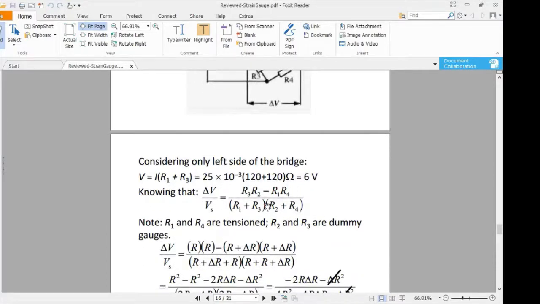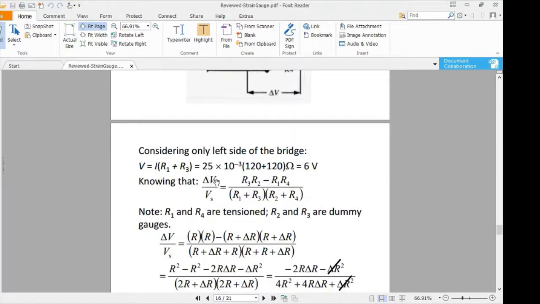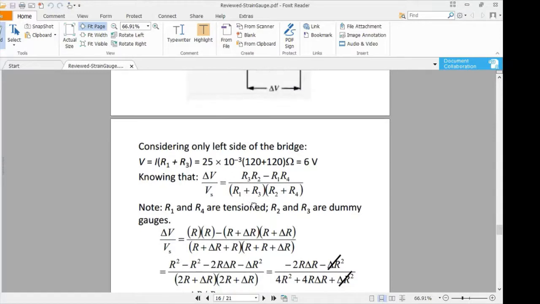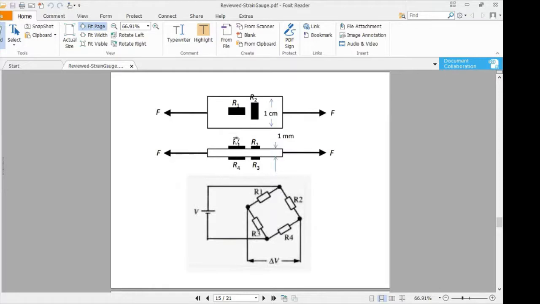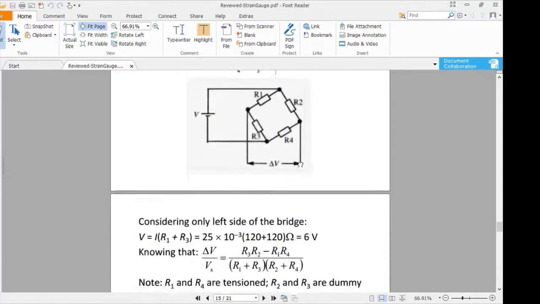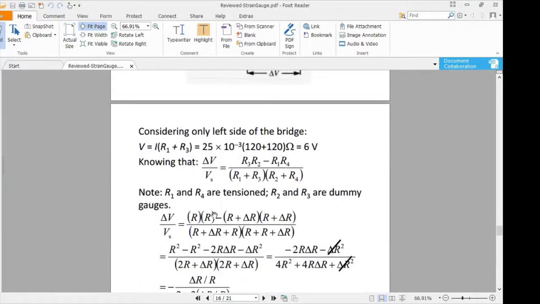And from the Wheatstone bridge, we know the Wheatstone bridge equation, where delta V, the offset voltage relative to the voltage supply, is given by this equation. From the figures, we learn that R1 and R4, which are in the sensitive direction, will be in tension. R2 and R3, which are in the insensitive direction, are just dummies and there won't be any tension experienced by R2 and R3. Therefore, we can substitute R2 and R3 as having no deformation, since they are just dummies, and R1, R4 in the sensitive direction.